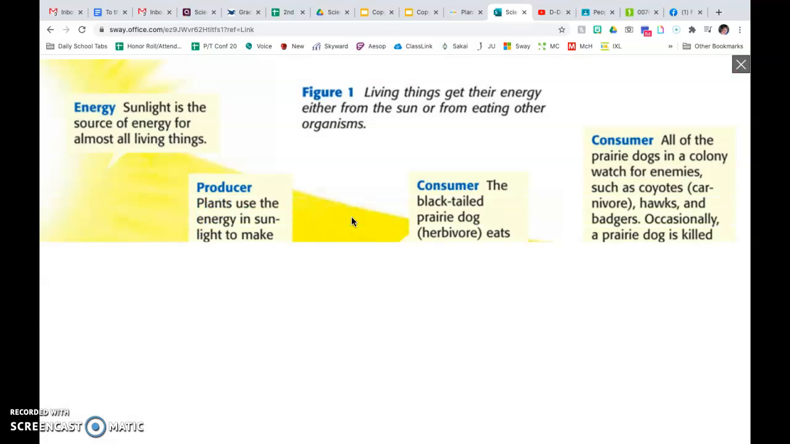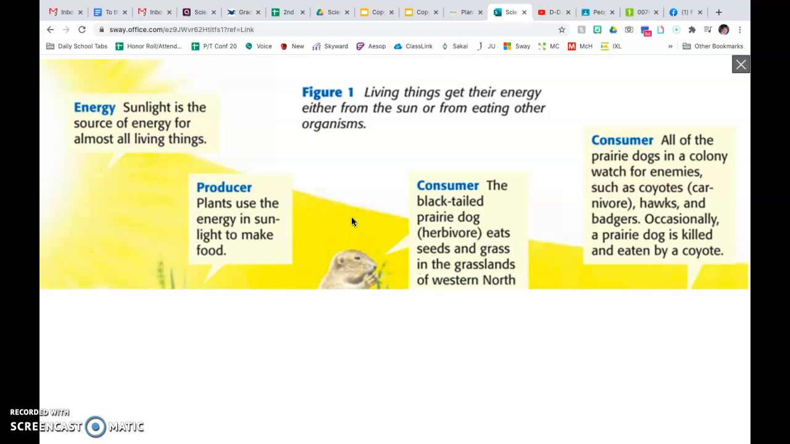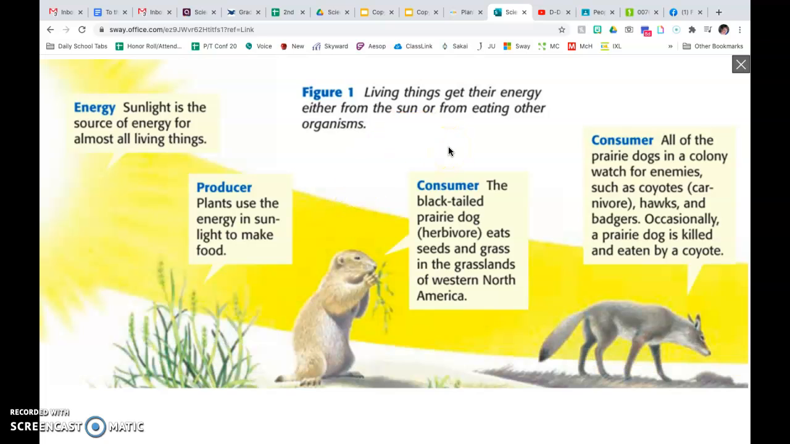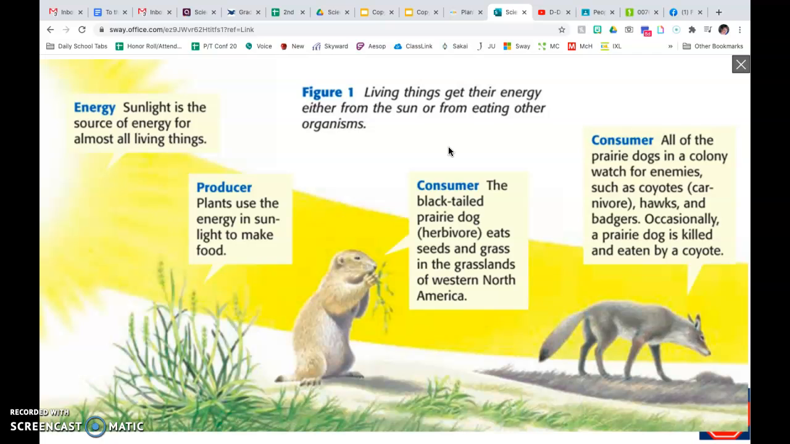So here is the photosynthesis example explained. Living things get their energy either from the sun or from eating other organisms that get their energy from the sun. So sunlight is the source of energy for almost all living things. Producer, again, uses the energy in the sunlight to make its own food. A consumer, an example would be this black-tailed prairie dog, which is an herbivore, meaning he eats only plants. He eats seeds and grass in the grasslands of western North America.